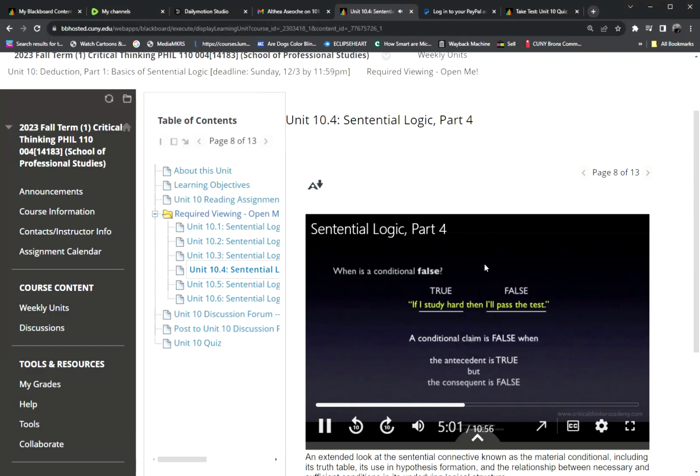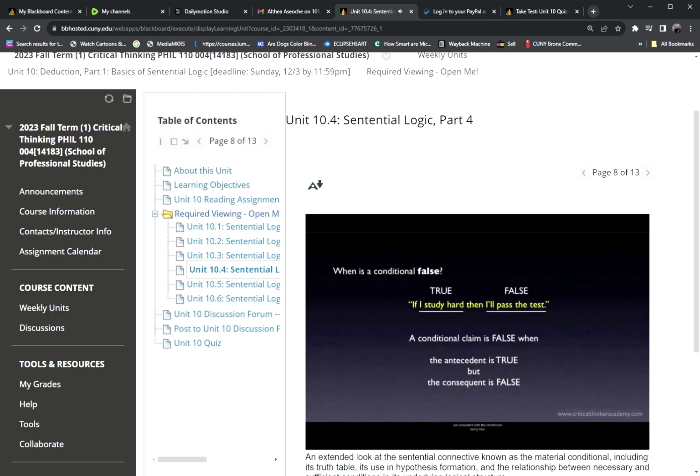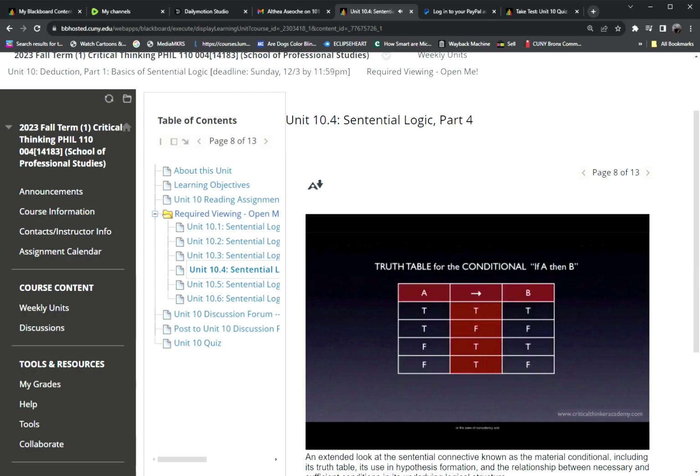Claim is false. All other combinations of truth values are consistent with the conditional being true. This now gives us the truth table for the conditional. For the sake of consistency and familiarity with the truth tables for the conjunction and the disjunction, I placed the arrow symbol in between the A and the B to represent the conditional operator, where A arrow B means if A then B. The conditional asserts that if A is true, then you can infer B.